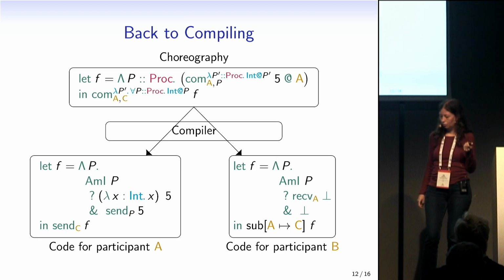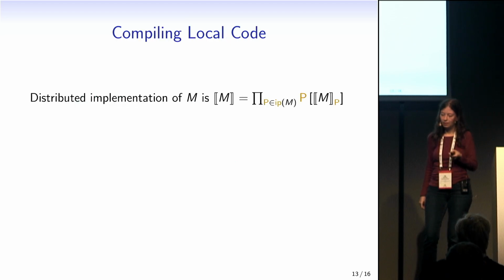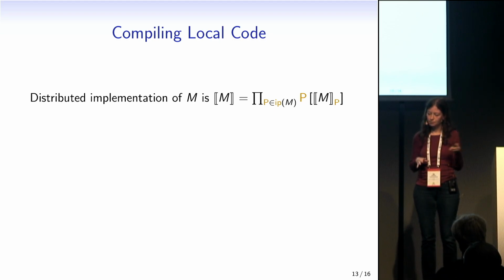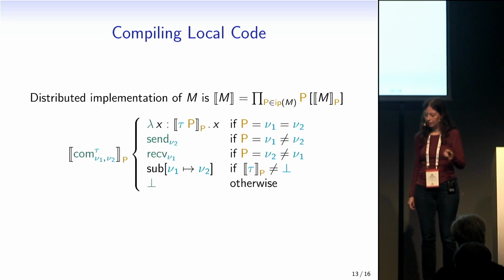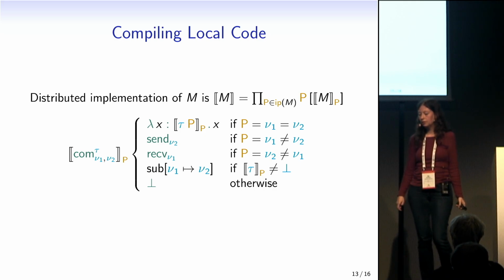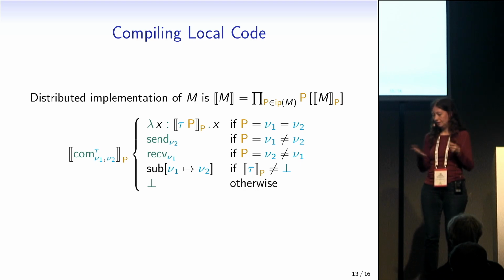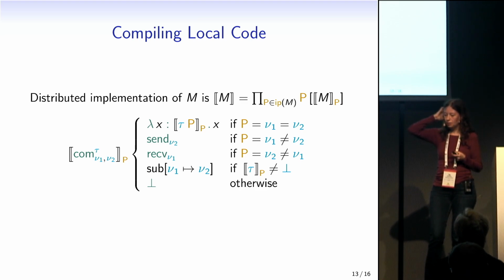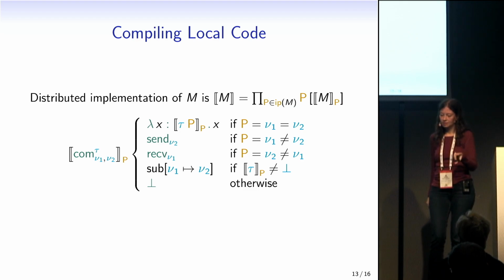So I'm just going to go through more details about how we generate this code. Our distributed implementation of a choreography M is a parallel composition of every process mentioned. And we generate the code using this little function here. So for example, for com, what you generate is you look at the sender and receiver, and you say, if they are both me, well, then I am making a little identity function, and I got to have the right type, which I also can project. And if I'm the sender but not the receiver, then this com is a send. If I'm the receiver, then the com is a receive.